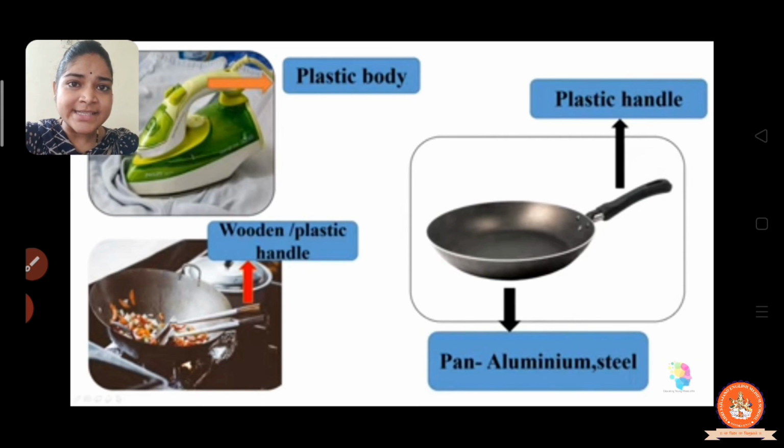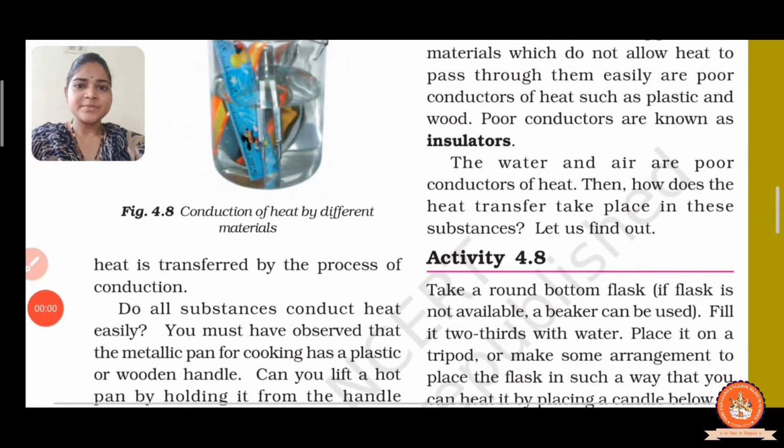Now let us discuss our second method, convection. But students, our session is over here. In the next session, we will discuss the convection method and the radiation method.